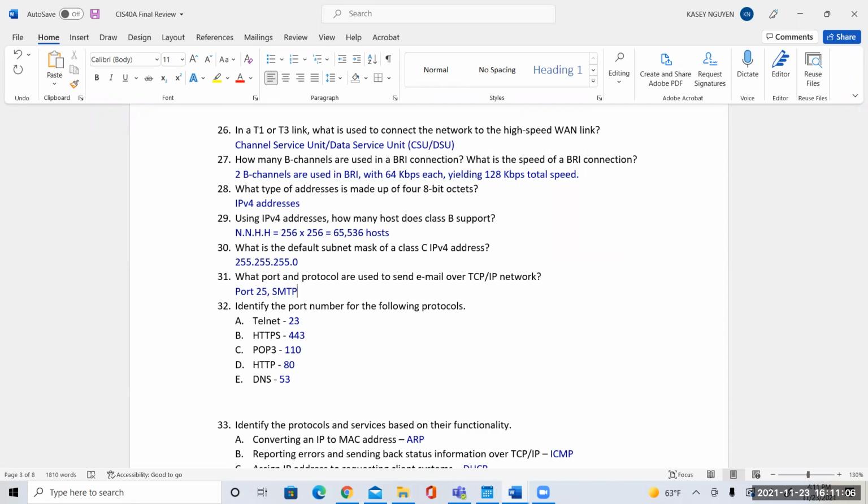31. What port and protocol are used to send email over a TCP/IP network? And that will be your SMTP, whereas IMAP and POP are used for webmail to send and receive. But if you're using email in the network, that will be your Simple Mail Transfer Protocol, which uses port 25.